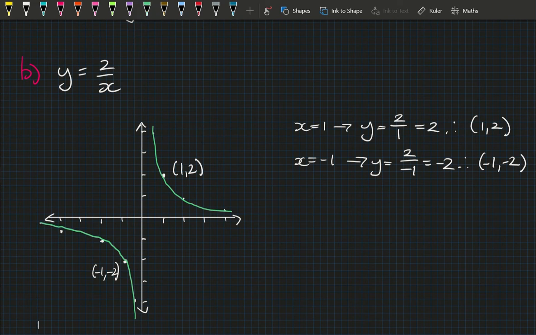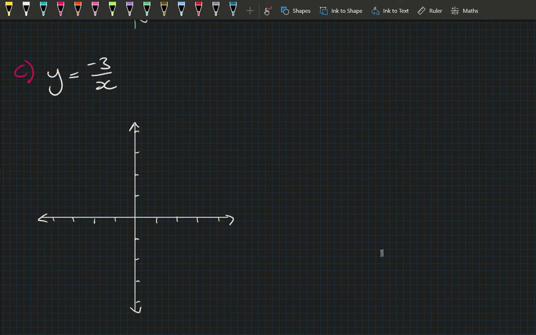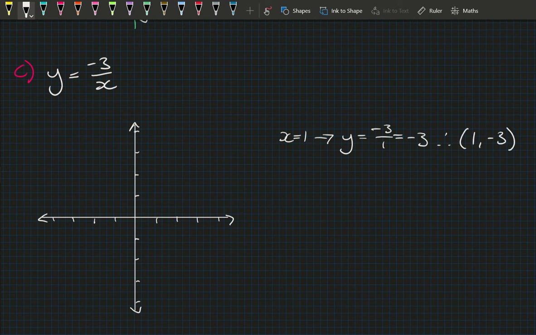Alright, let's move on to part C, where we're going to graph y equals minus 3 divided by x. So of course we need to paste in some axes. Where x is equal to 1, then y is equal to minus 3 divided by 1, which is minus 3. So I've got the point 1 and minus 3. And when x is minus 1, we're going to have y is equal to minus 3 divided by minus 1, which is 3. So therefore we've got the point minus 1 and 3 on this graph as well.